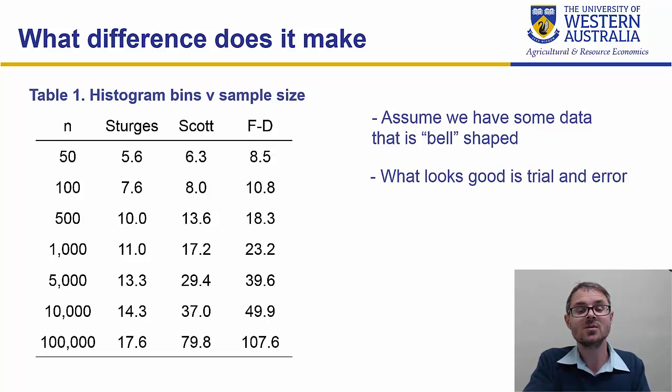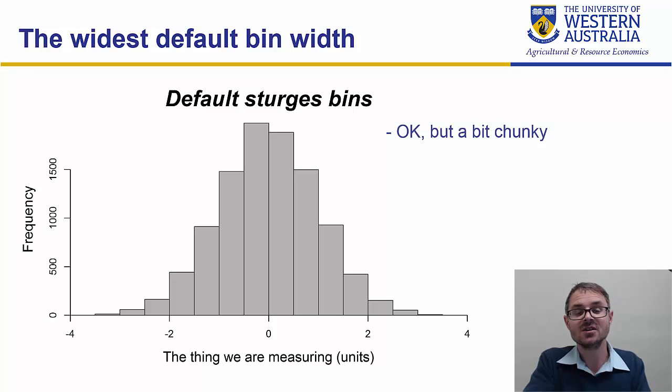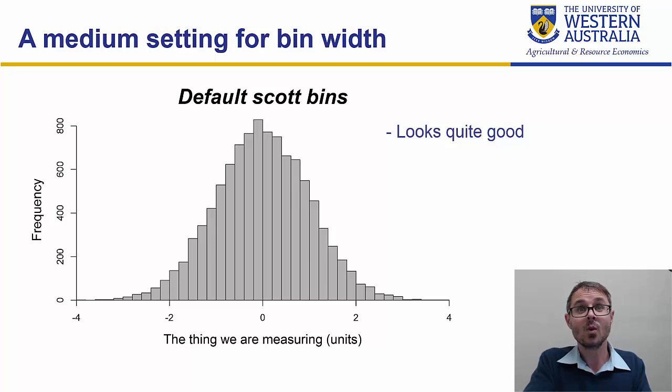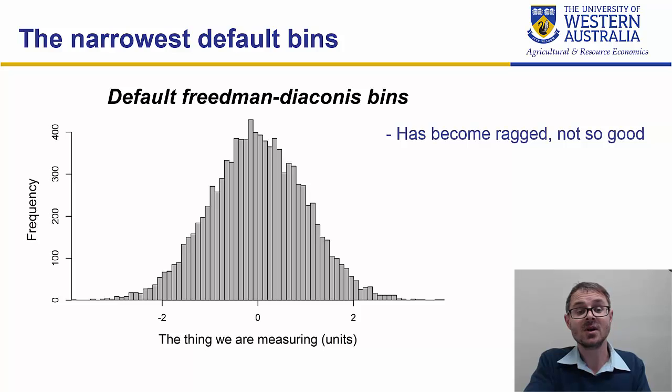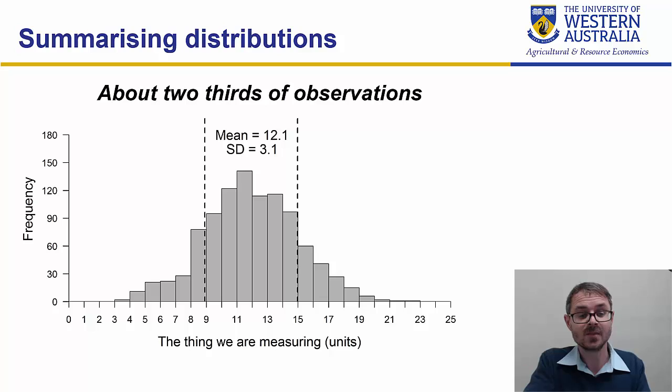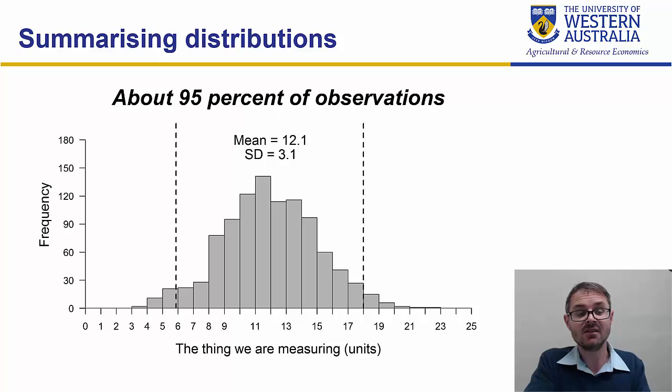I can show you this with a hypothetical example that I've just created here. This is what it looks like when I apply the Sturges decision rule. This is what it looks like when I apply Scott, and this is what it looks like when I apply the FD decision rule. I would actually say that the FD is starting to look ragged, and Sturges is looking too chunky. But what we do know is that about 2/3 of the data lies within one standard deviation of the mean, and about 95% of it lies within 2 standard deviations of the distribution.